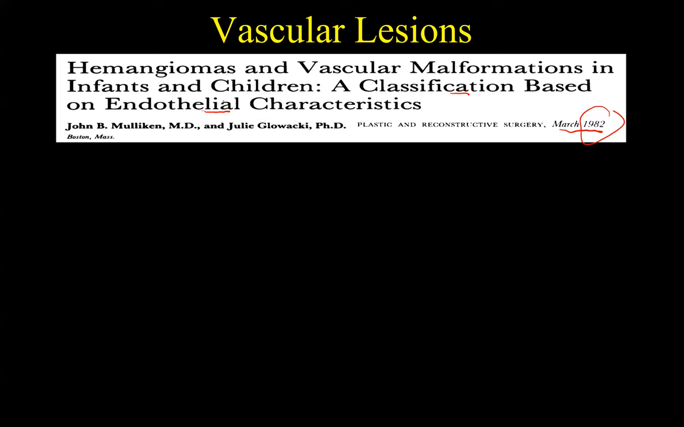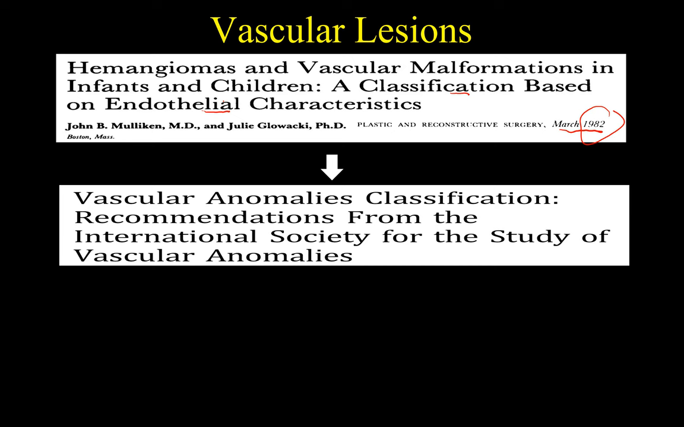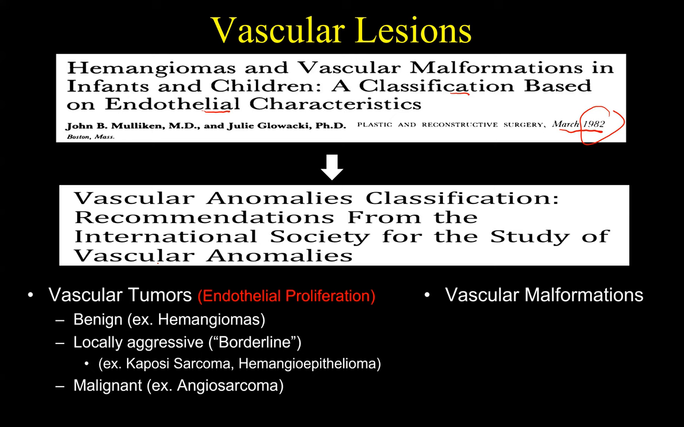And this really caught a lot of traction. A lot of us write papers, get into constructs and approaches, and try to develop a classification, and it doesn't have a lot of traction. But this really did. This was the foundation of this society and this classification, the vascular anomalies classification. If you really get into craniofacial vascular lesions, there is the International Society for the Study of Vascular Anomalies. In general, the vascular lesions in the head and neck are classified or approached a little differently than vascular lesions in the rest of the body, which makes it even more confusing. So this is the basis of Mulligan and Glowacki's work in 1982.